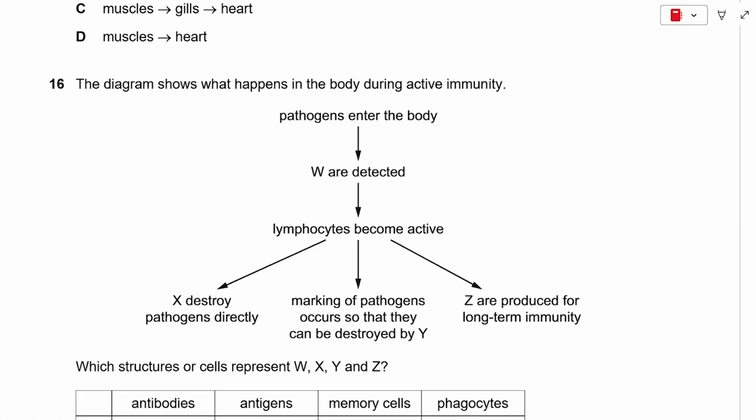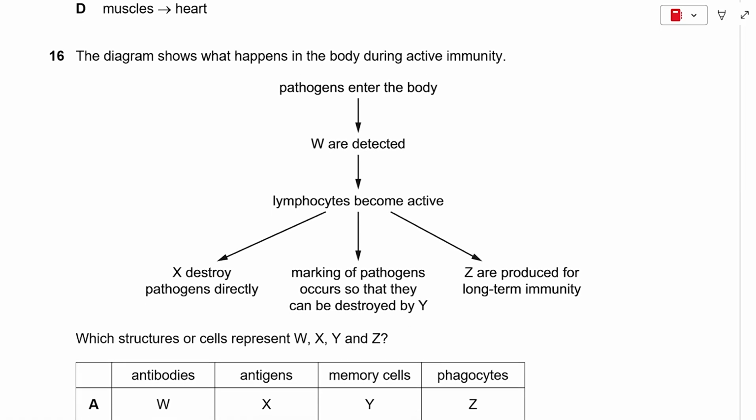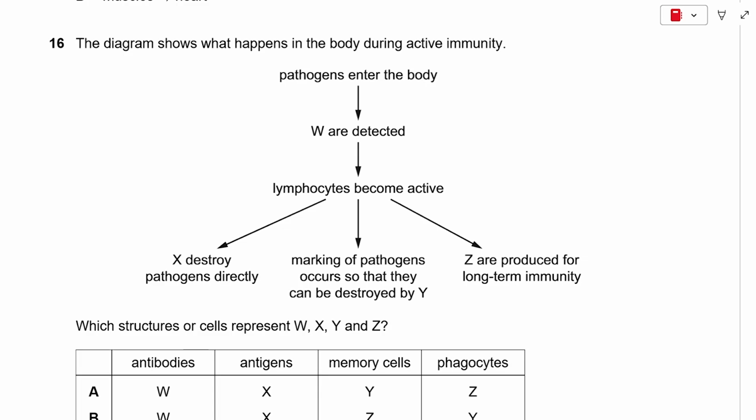Number 16 says, the diagram shows what happens in the body during active immunity. All right, active immunity means an infection gets into the body, and the body then produces antibodies to fight that particular infection. And of course, it will also keep memory cells, in case there's another attack of a similar pathogen, so the memory cells can be produced to counterattack that infection. Okay, so pathogens enter the body, then W are detected. Then lymphocytes become active. After they become active, X destroys the pathogen directly. Marking of pathogens occurs so they can be destroyed by Y. Z are produced for long-term immunity.